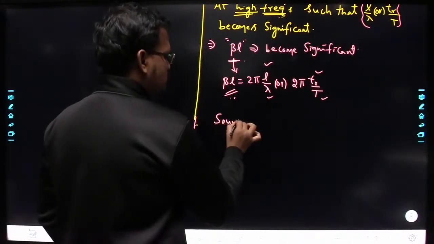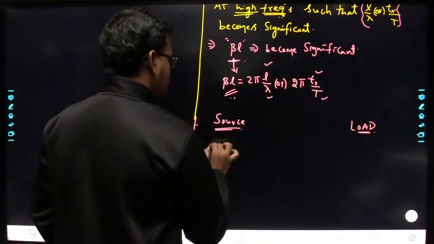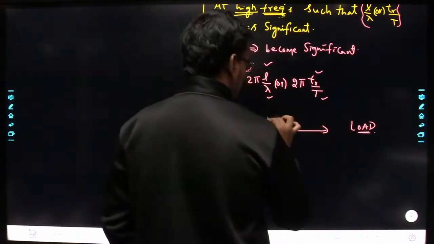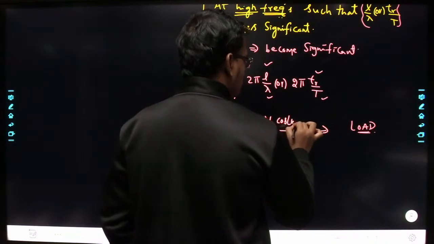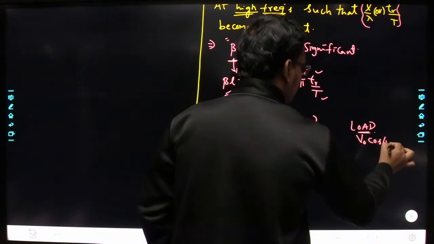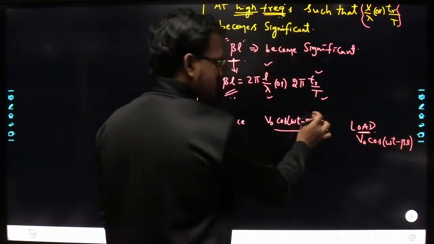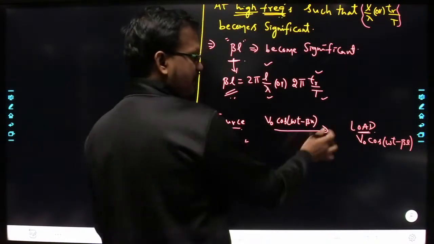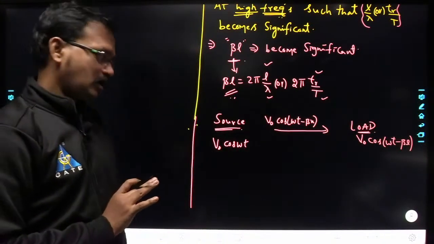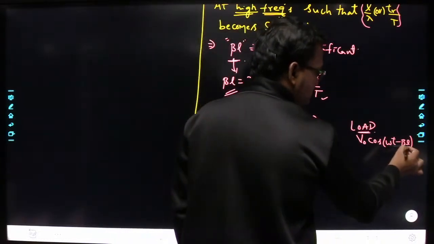So if you consider source and this is load. What is the voltage at source here? Let us say the voltage at source is V0 into cos omega t. So on the transmission line the voltage will become V0 into cos of omega t minus beta x, and at load the voltage is V0 into cos of omega t minus beta L. So in the previous case we have neglected beta L and hence we have neglected beta x. Understood? We have neglected the change in phase along the length of the transmission line. But here since beta L has become significant, we should not neglect the spatial phase shift.